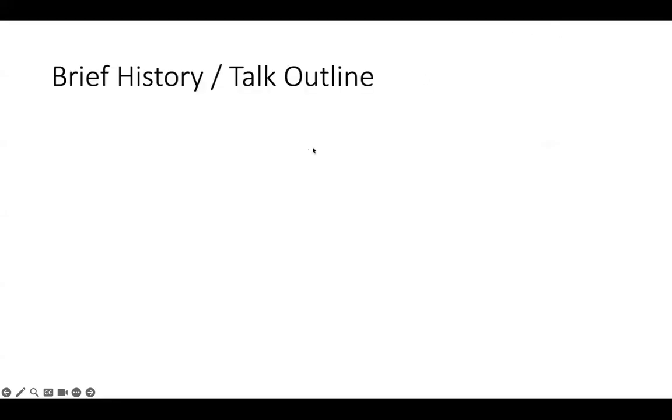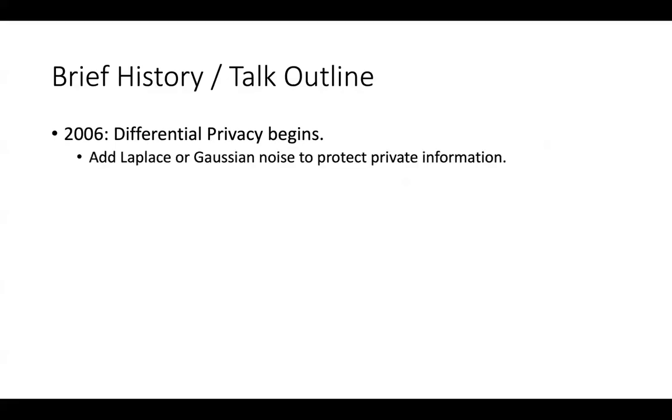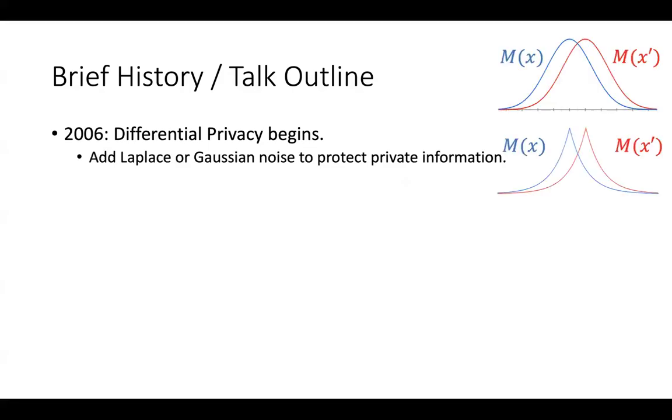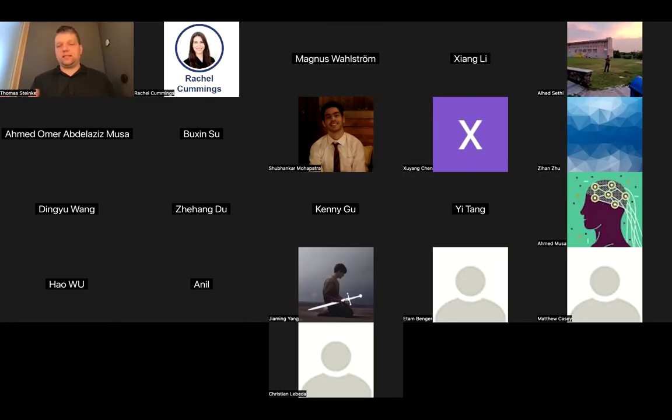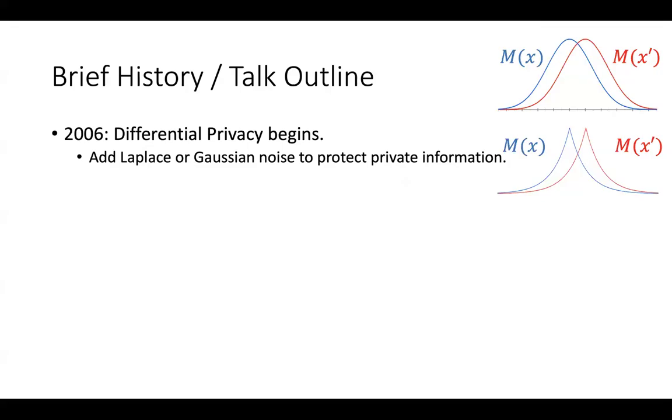So I'll get started by giving you a brief history of this problem and this work, and it's also going to serve as an outline for the talk. Back in 2006, we get the beginning of differential privacy. One of the key methods here is to add Laplace or Gaussian noise to a sensitive value in order to protect private information that value was computed on. The idea is basically that you'll get similar output distributions. I'll go into that in a bit more detail shortly.